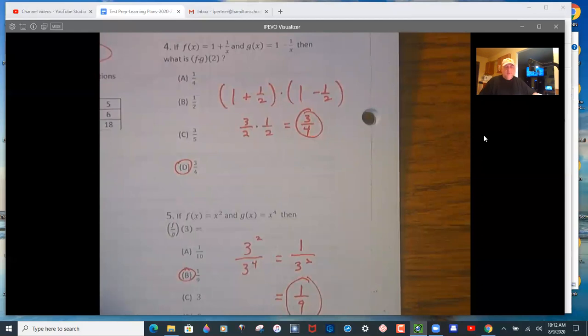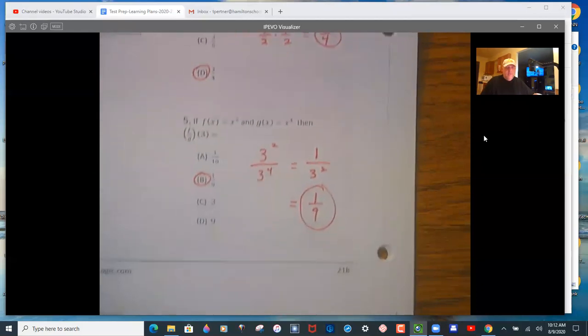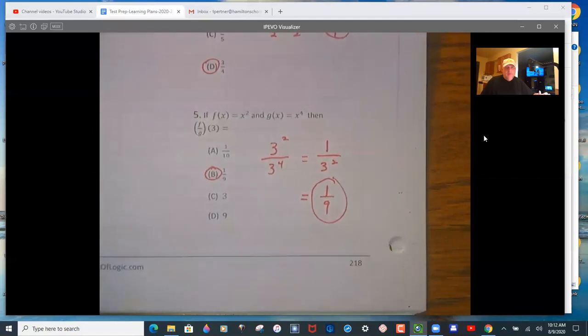When you add the 1 plus 1/2 and the 1 minus 1/2. F divided by g of 3. So 3 goes in for x in both, and then you divide that result. So 3 squared over 3 to the 4th is 1 over 3 squared, or 1 over 9.